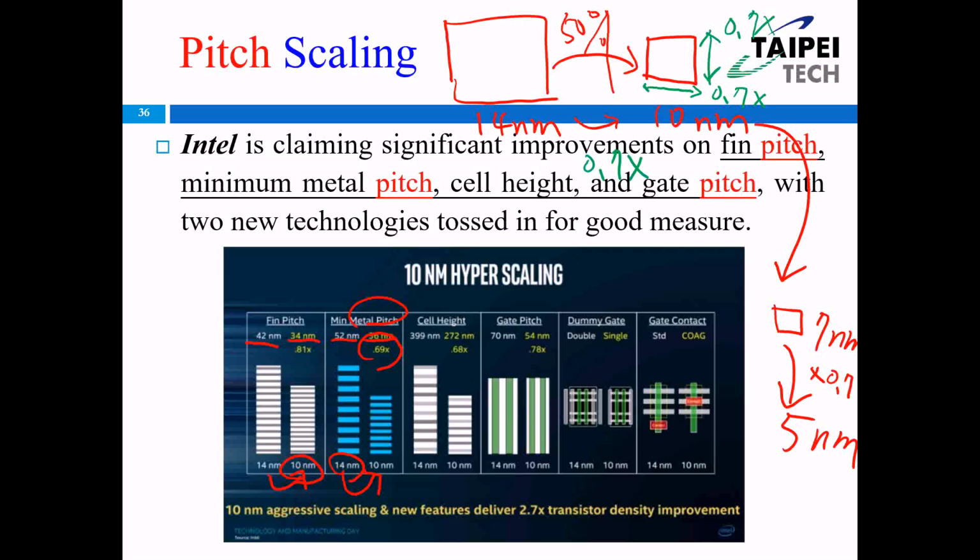Okay, so I just use this table to let you know that Moore's law is true, and we follow it. But the numbers are not 100% accurate to the 0.7 times. Okay.